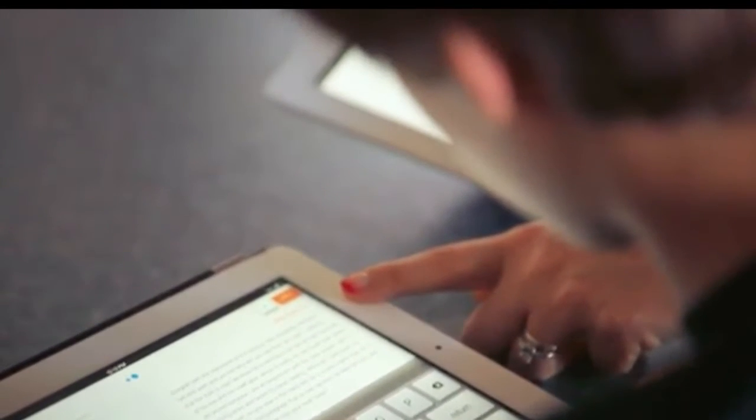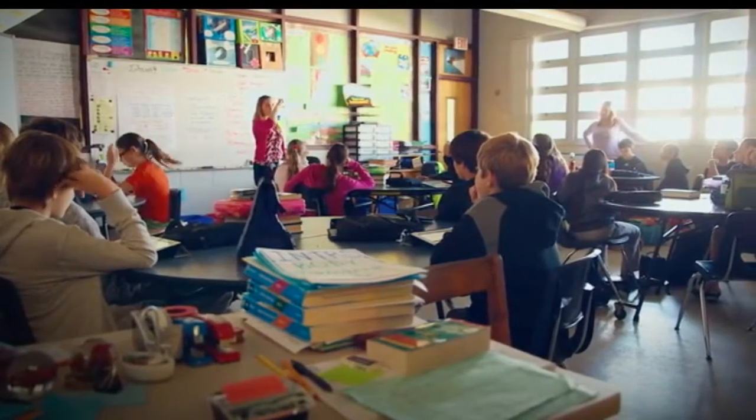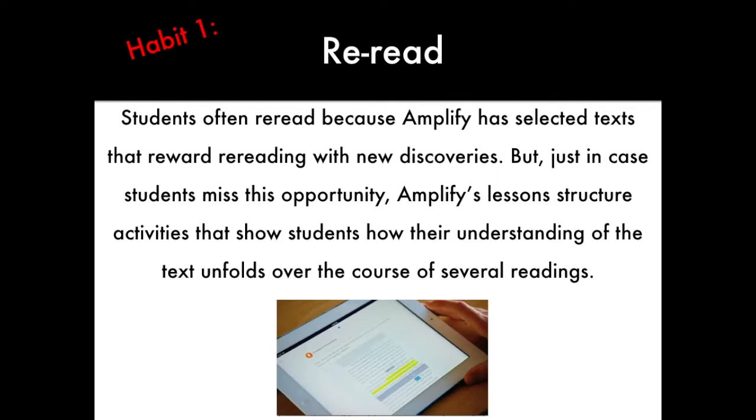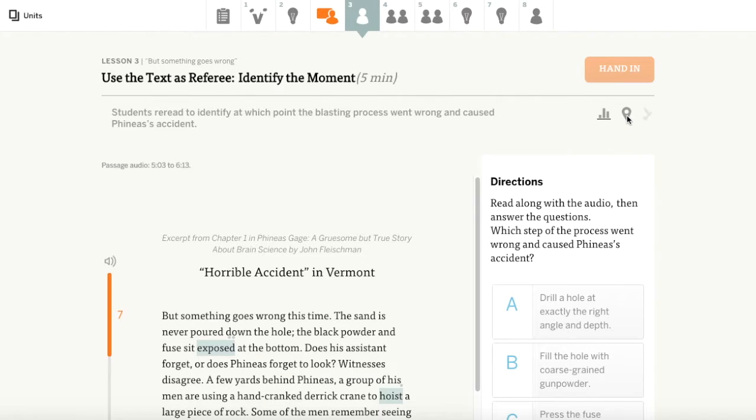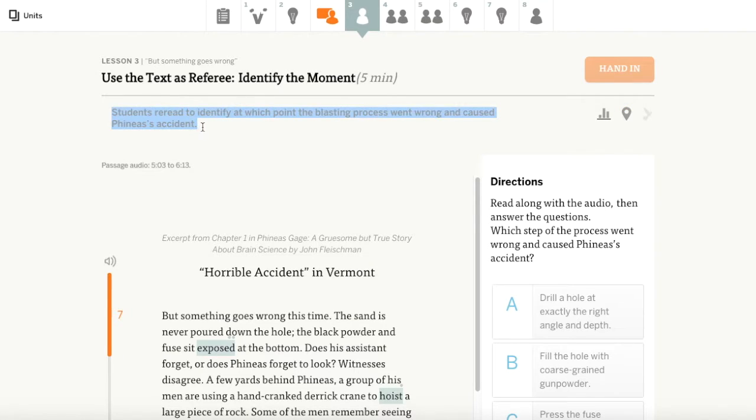In Amplify ELA, students also develop reading habits. Each lesson builds on the routines by which students utilize these tools to be more effective readers of complex text. Habit 1, reread. Students often reread because Amplify has selected texts that reward rereading with new discoveries. But just in case students miss this opportunity, Amplify's lessons structure activities that show students how their understanding of the text unfolds over the course of several readings.